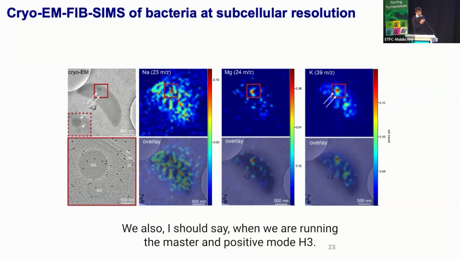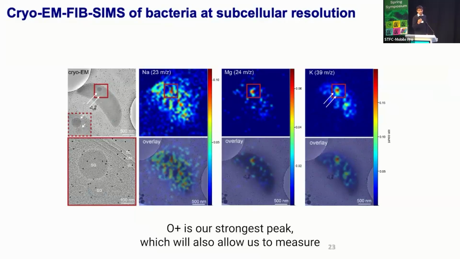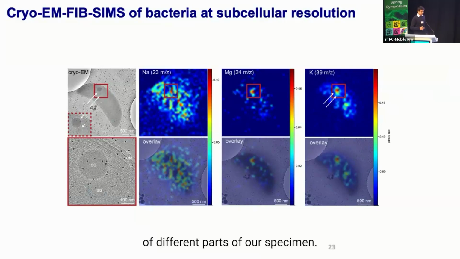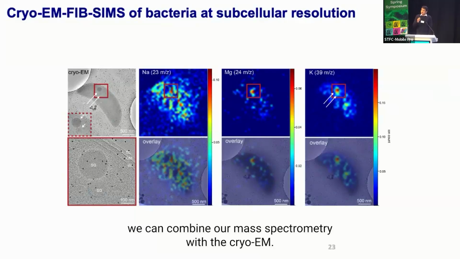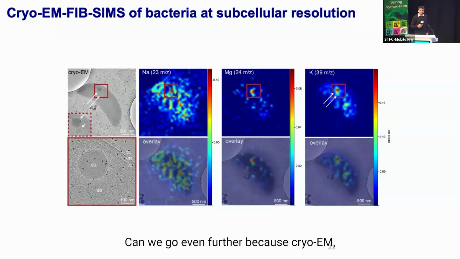Also, I should say, when we are running the mass spectrometer in positive mode, H3O+ is our strongest peak, which will also allow us to measure the pH of different parts of our specimen. Okay, so we can combine our mass spectrometry with the cryo-EM. Can we go even further?